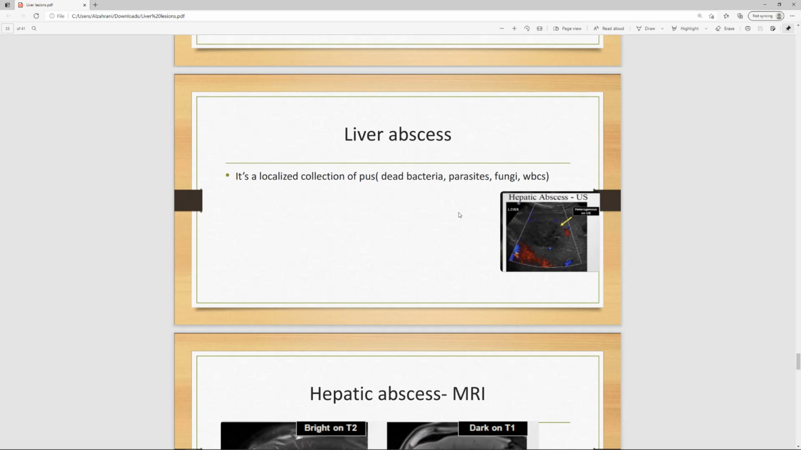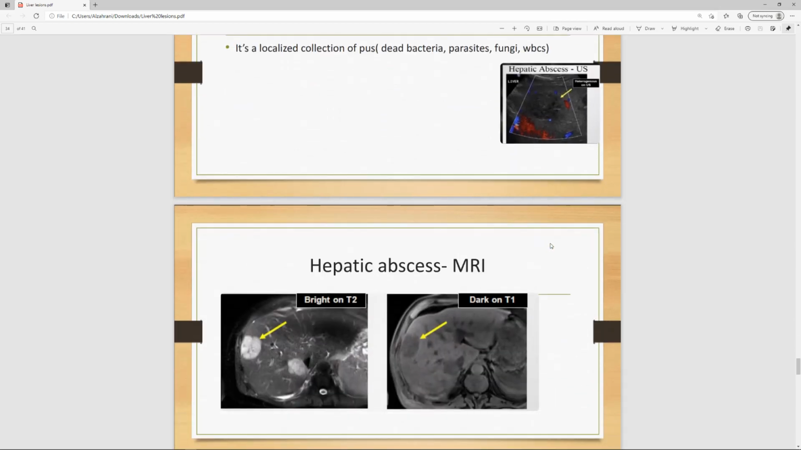Again, you cannot differentiate between the lesions. For example, focal nodular hyperplasia, hepatocellular carcinoma, liver abscess without history. You need history to assist you for the diagnosis. Okay, just based on ultrasound, you cannot differentiate. Okay, here is hepatic abscess.